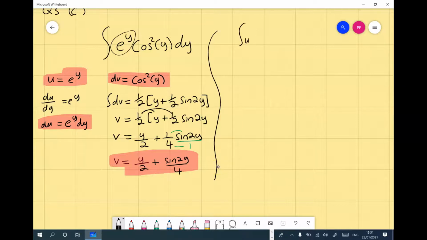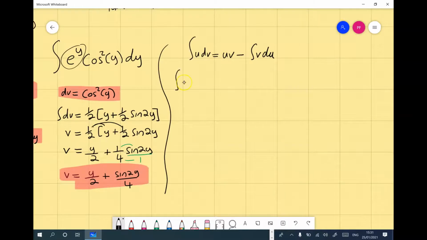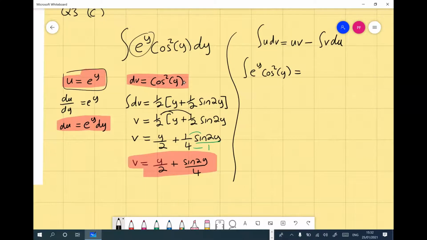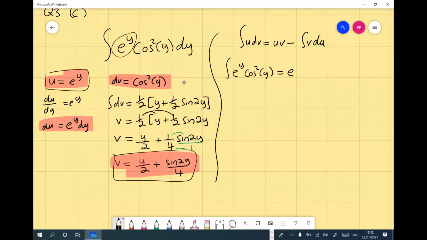So our formula is the integral of u dv is equal to uv minus the integral of v du. Now it's going to be quite a long integral, so you're going to have to stay with me, and I'd even take a few breaks as you're doing it. So the integral of u dv is what they're asking me to integrate, which is e to the power of y cos squared of y. That's equal to u times v. So u is e to the power of y, and this is my v here. So u is e to the power of y times y over 2 plus sine 2y over 4.